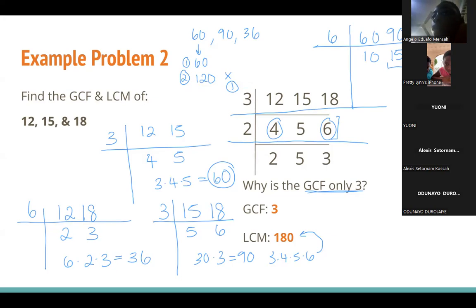But 36 times what might give us 120? Would 36 times anything give us 120? No. Yeah, so this one doesn't work either. So now let's look at 60 times 3. 60 times 3 is 180. Can 90 times anything give us 180? Yes. Yeah, what is it? 90 times 2, right? So we got a number there. How about 36? Does 36 times anything give us 180?